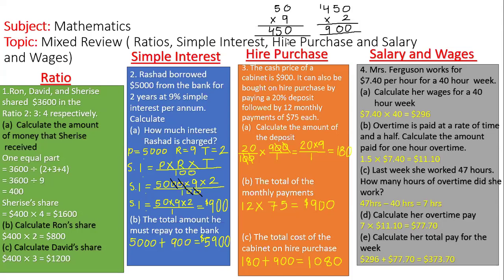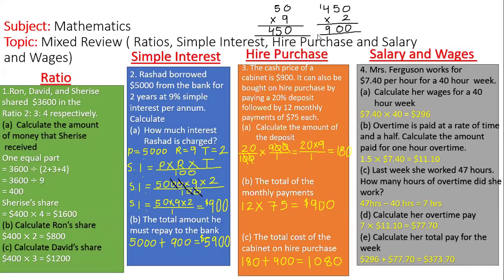In my opinion, simple interest is the easiest. No, I think hire purchase is the easiest, and then ratio, then salary and wages, then simple interest. Let's do it like this. Put inside the chat what you think is the easiest. Let me see what y'all put. Simple interest is the easiest.